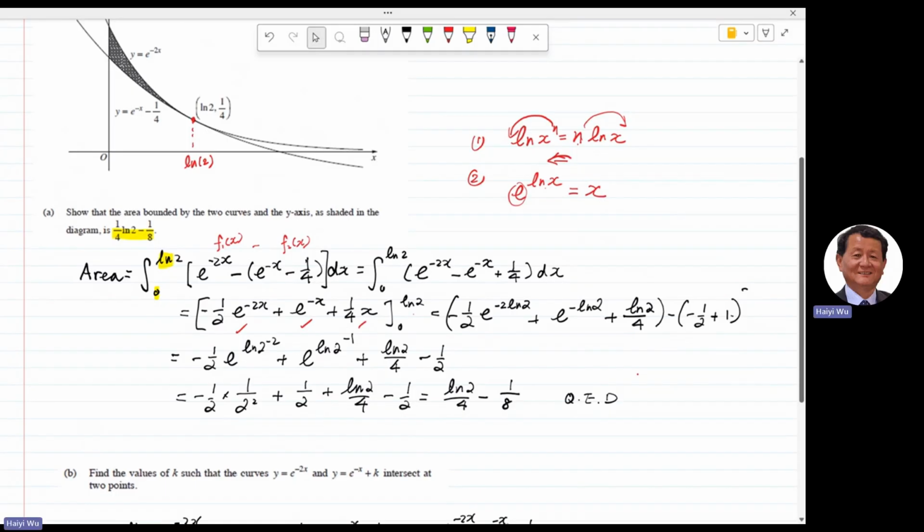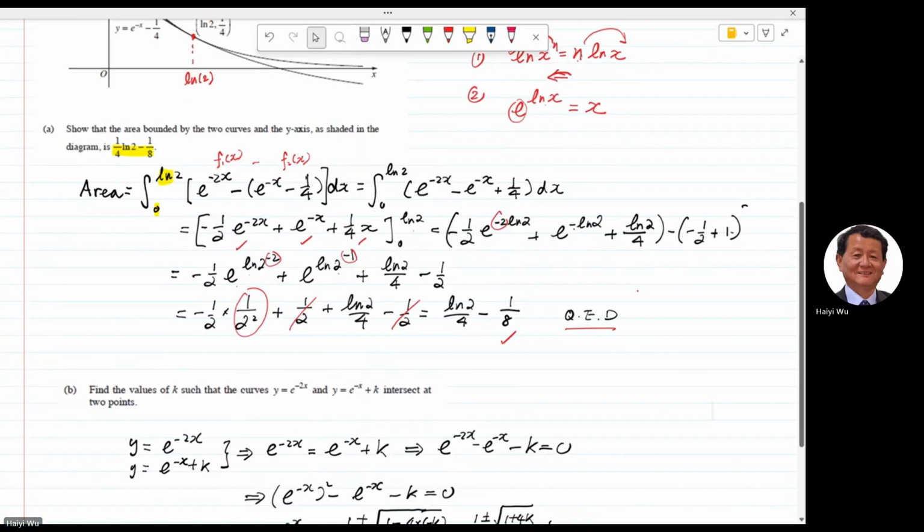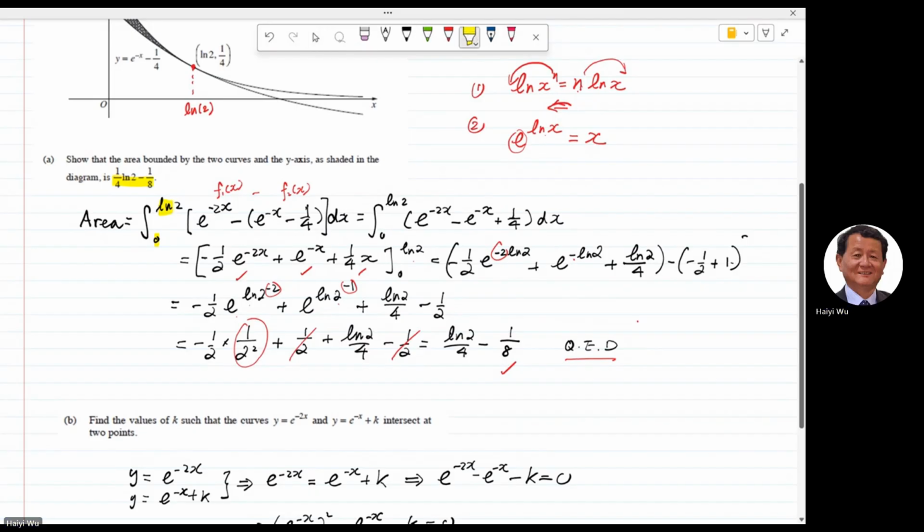So I'm going to put negative 2 to the top, negative 1 to the top, and copy the rest. Then e to the power log 2 to the power negative 2 becomes 1 divided by 2 squared. Next one is 2 to the power positive 1, so it'll be 1 divided by 2, and copy the rest, and those two cancel out. So the answer is 2. So we proved it. Pretty simple, if you know those two log laws.